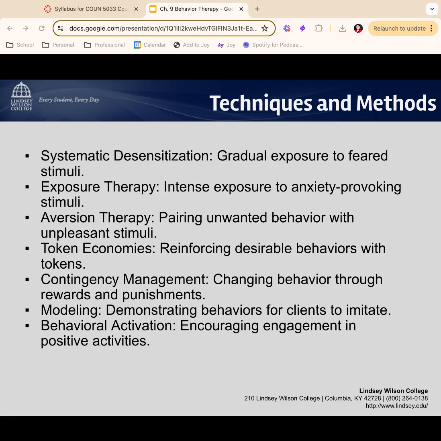Contingency management. This approach modifies behavior by altering the consequences. Positive reinforcement is used to increase desired behaviors, while punishment or extinction is used to decrease unwanted behaviors.